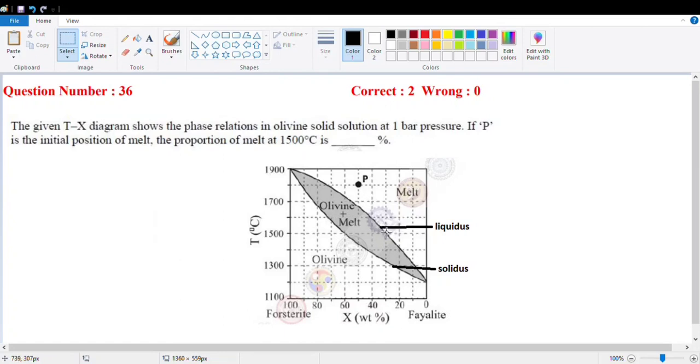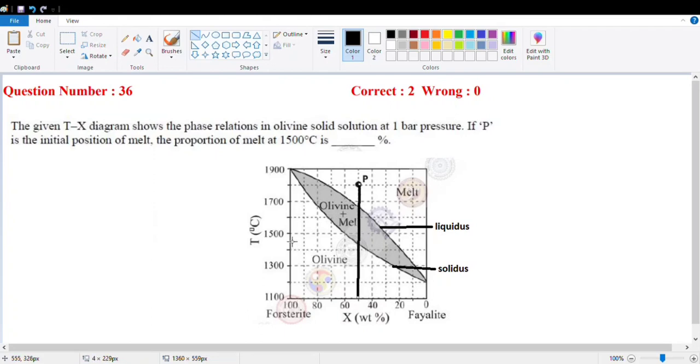or we can define the liquidus as the point where crystallization begins, and the solidus is the curve below which there are only crystals. That is, it is the end point of crystallization. Below the solidus there is no melt. If we want to find the proportion of the melt, we should draw a line through the initial composition from P to the x-axis.